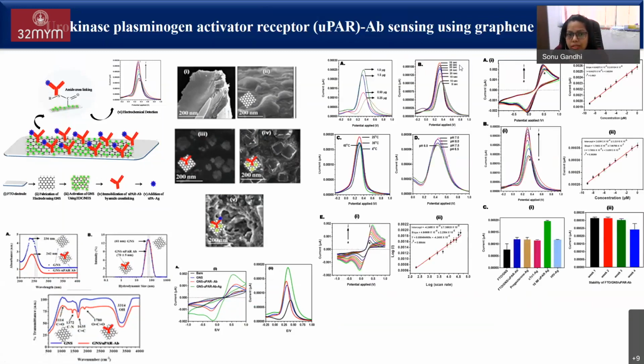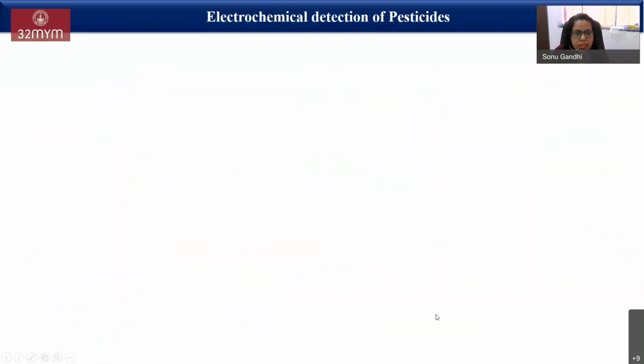Before testing the analytical performance of the device, we have done all the optimization, like different concentrations of the antibodies, response time, temperature, pH, and the scan rate, and we were able to detect up to 10 femtomolar of uPA antigen in this case.